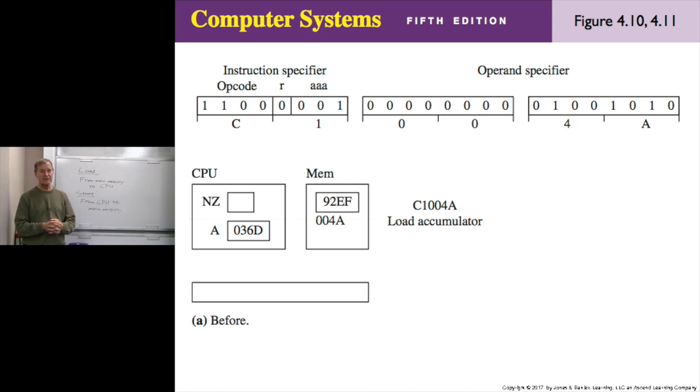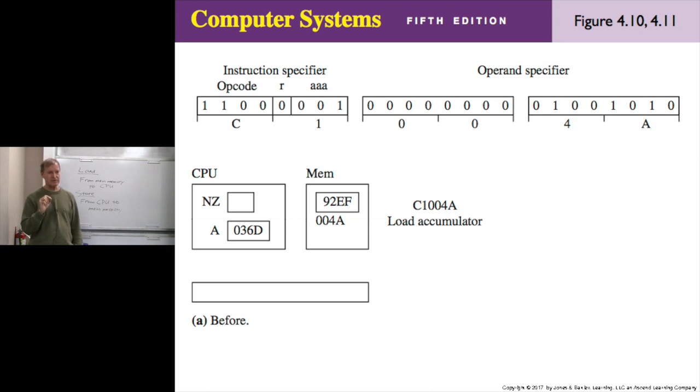Is the address of the byte EF also 004A? Yes or no? Yes or no? Come on. Yes. Yes. No. Every byte has an individual address. That's the next byte. Is everybody clear on this? The byte EF is at address what? 004B.